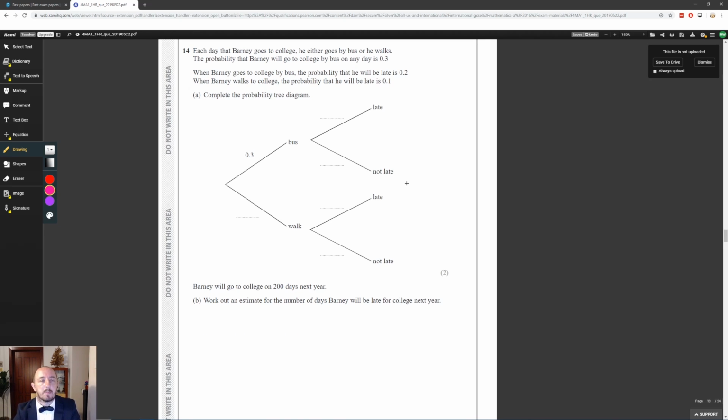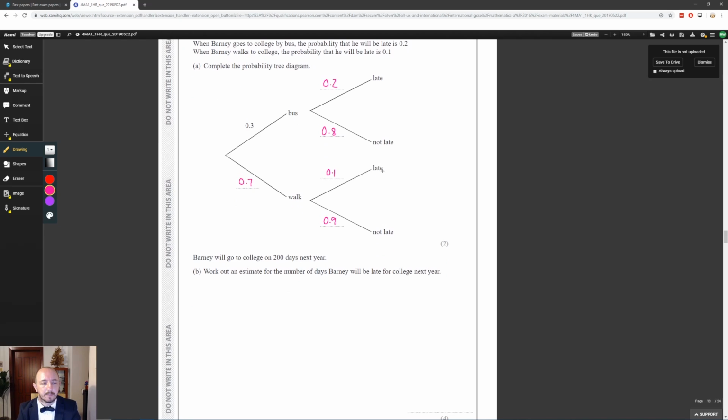Question 14, probability. So we always just fill in the branches to make sure that they add up to 1. When Barney goes to college by bus, the probability that he'll be late is 0.2, so we can just fill in that branch like that. When he walks, the probability that he'll be late is 0.1, so we have a 0.9 like that. We're just making sure the branches add up to 1.